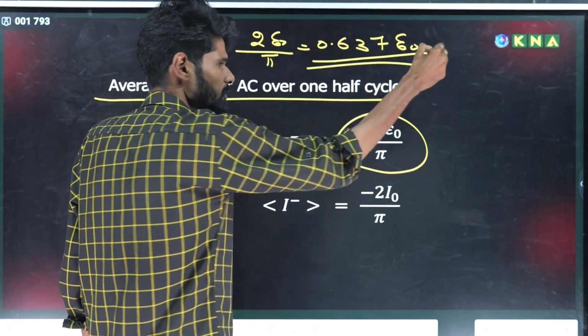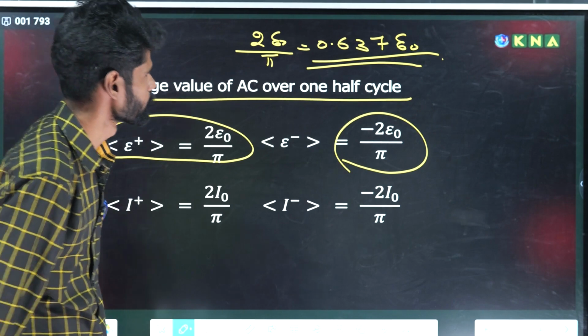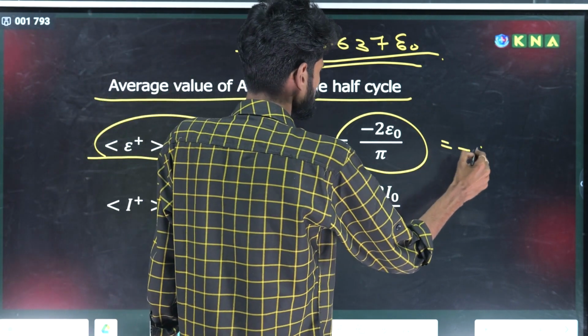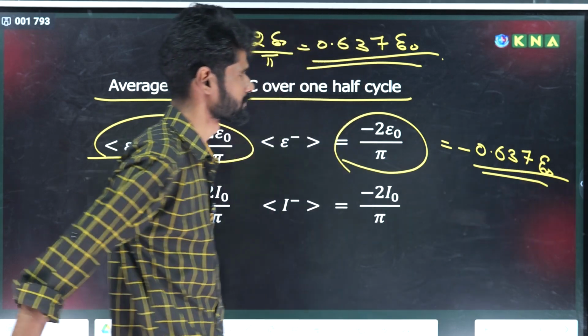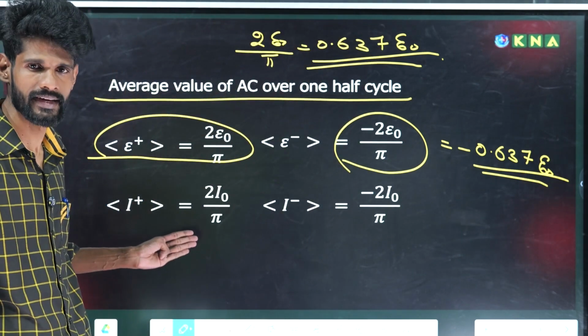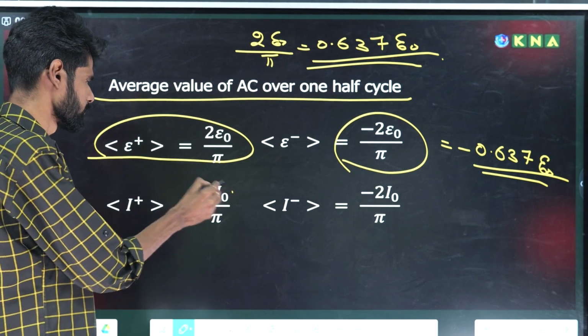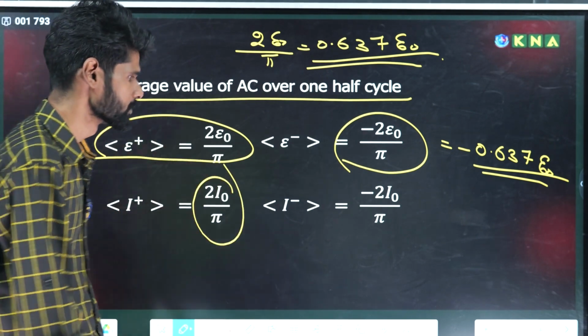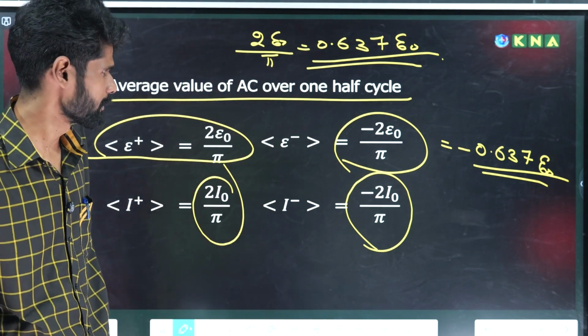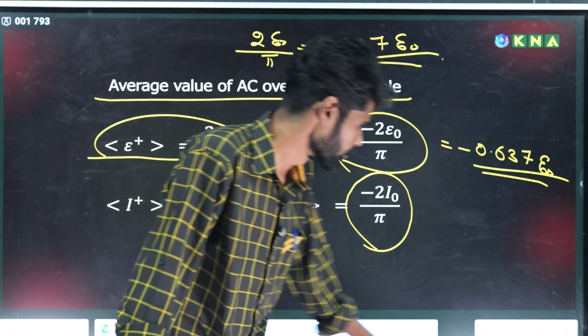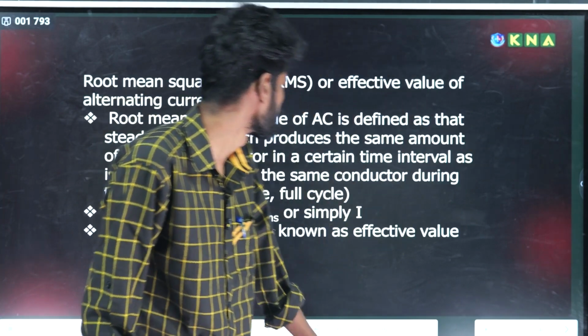That is the average value for a positive cycle, and the average value for a negative cycle is minus 0.637 E naught. So here also the corresponding currents: for a positive cycle, the average value of current is 2 I naught by pi. For the negative half, that is equal to minus 2 I naught by pi. These are the average values of AC for the corresponding half cycles.